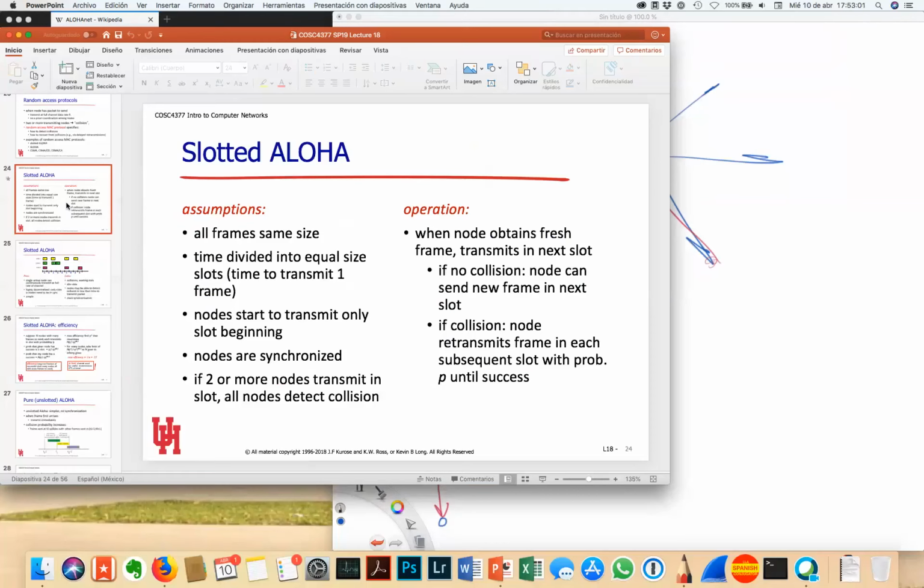So nodes will transmit only at the beginning of a slot. They're all synchronized. If two or more send at the same time, that's a collision. When you get a frame from your application that says, hey, send this for me, you will send it in the next slot that's available. Just try it. If there is no collision, great. If there was a collision, back off some and try it again.